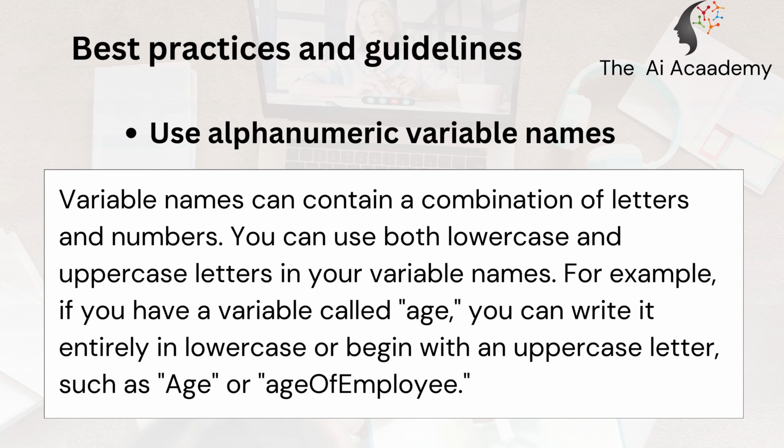Fourth, use alphanumeric variable names. Variable names can contain a combination of letters and numbers. You can use both lowercase and uppercase letters in your variable names. For example, if you have a variable called age, you can write it entirely in lowercase or begin with an uppercase letter, such as Age or ageOfEmployee.